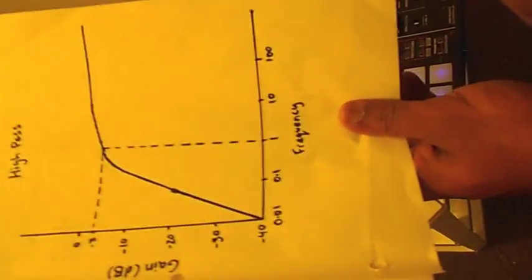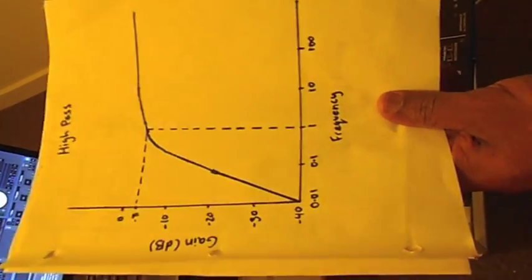So without further ado, let's just get into this right now. Here we have a typical plot for a high-pass filter. On the left-hand side, we have the gain in decibels and the frequency at the bottom in hertz. And basically what's happening here is a logarithmic graph, so the frequency is increasing in tens or in decades.